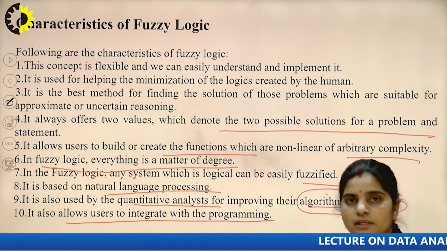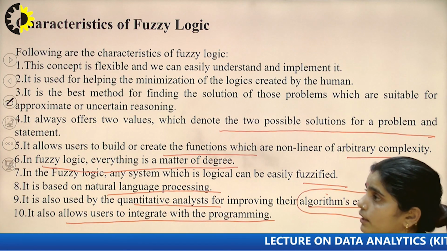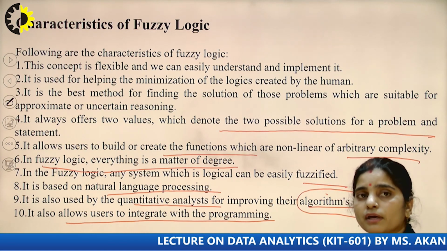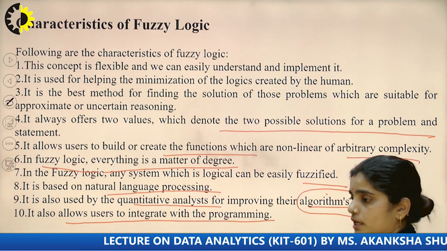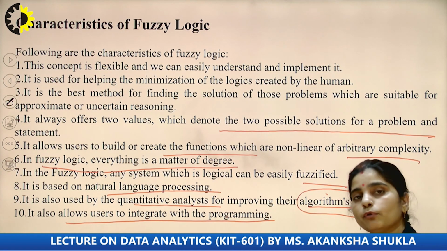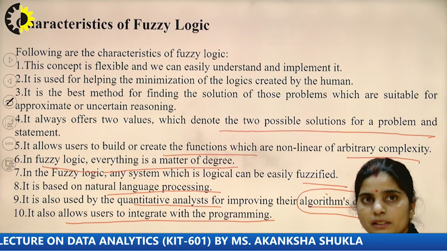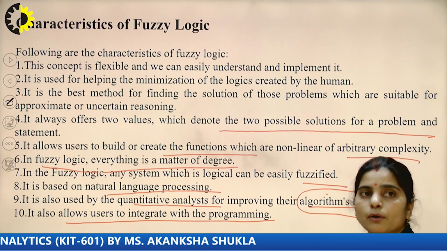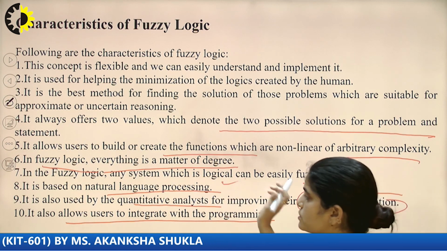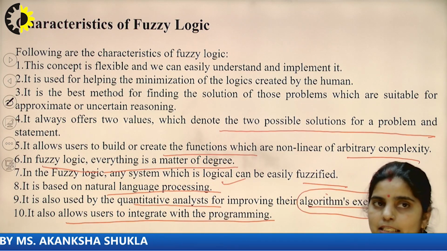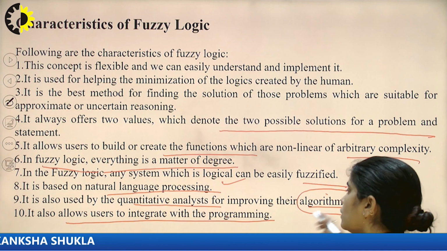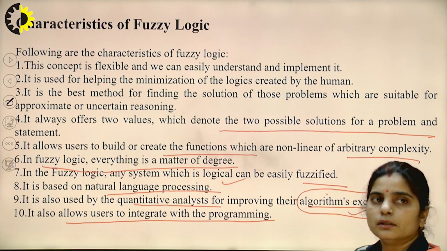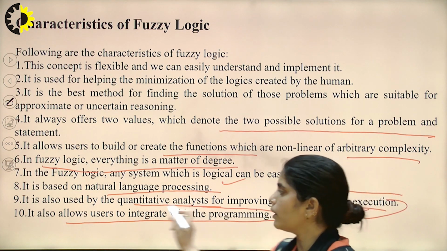And in fuzzy logic, everything is a matter of degree. You can identify the degree of work or the degree of a task inside fuzzy logic, whereas in Boolean logic we have only two possibilities. Here, multiple possibilities for a particular problem can exist. Okay, and it is based on natural language processing and also used by quantitative analysts for enhancing algorithm execution, and it allows users to integrate with programming concepts.